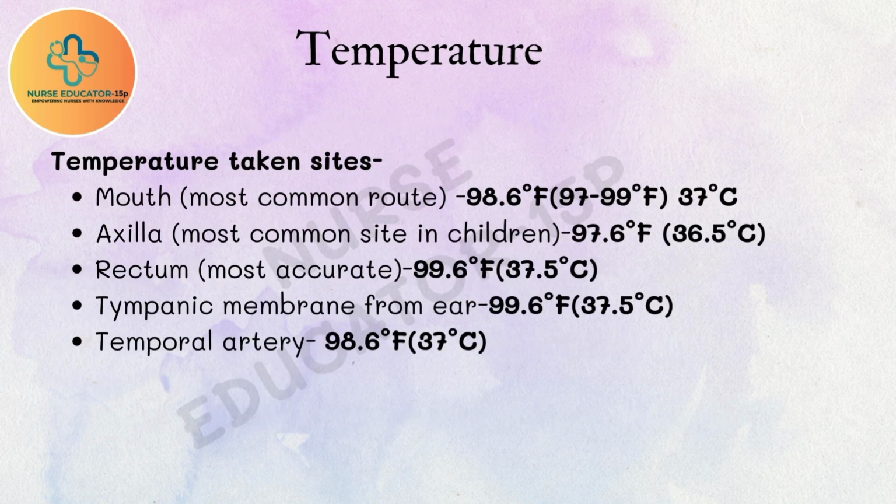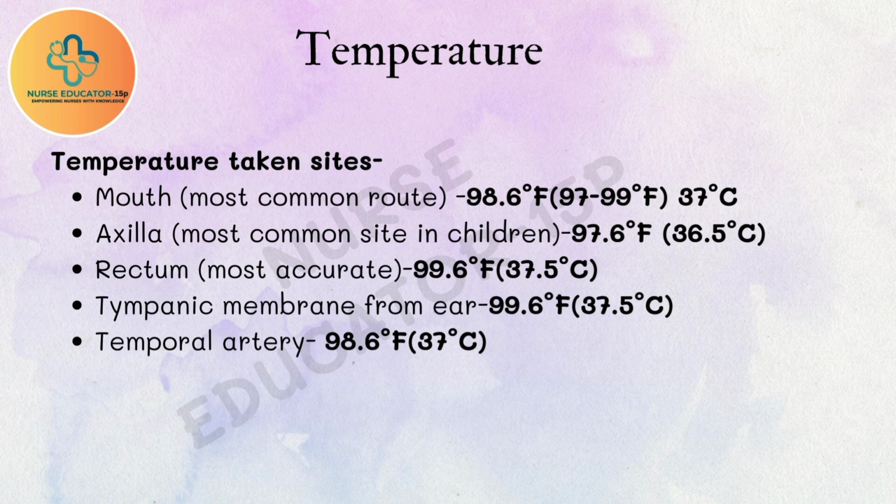The temperature taken from various sites: the mouth is the most common route, measuring 98.6 degree Fahrenheit. Axilla, the most common site in children, 97.6 degree Fahrenheit. Rectum is the most accurate, 99.6 degree Fahrenheit. Tympanic membrane is also 99.6 degree Fahrenheit. Temporal artery is 98.6 degree Fahrenheit.